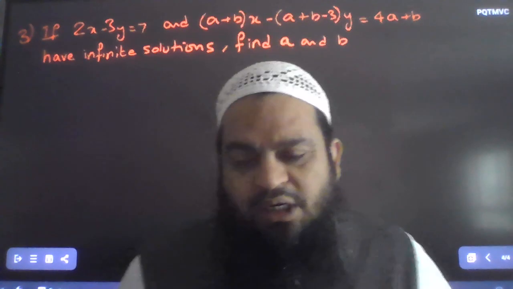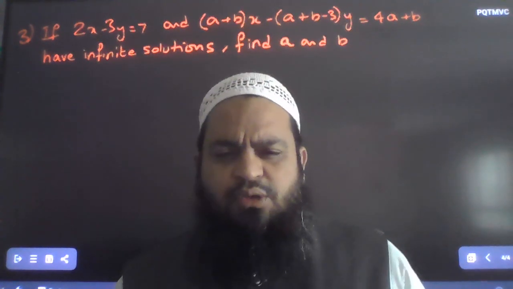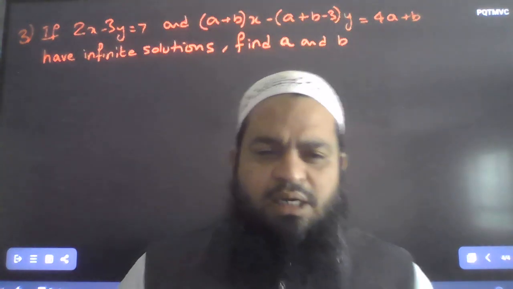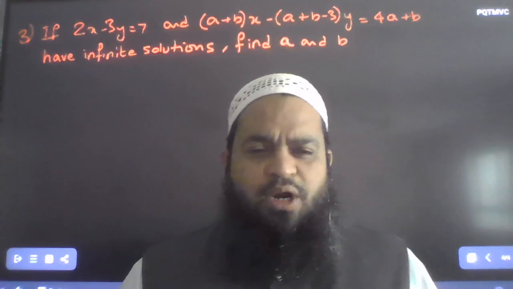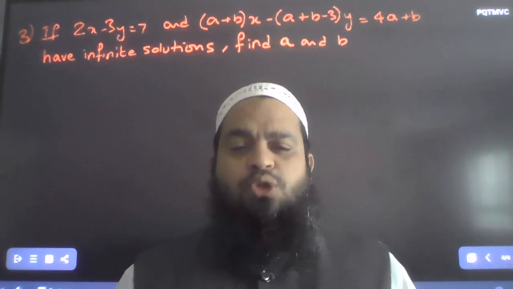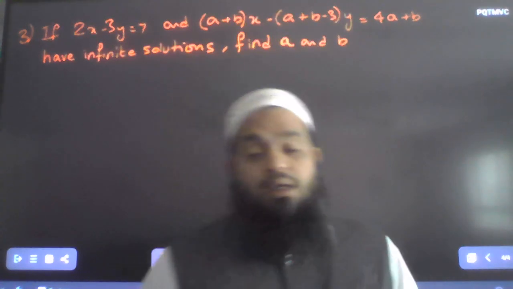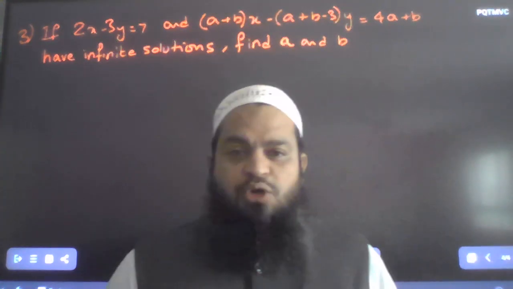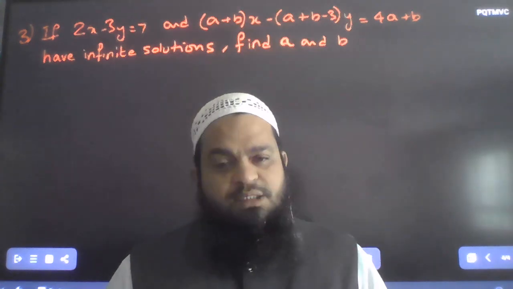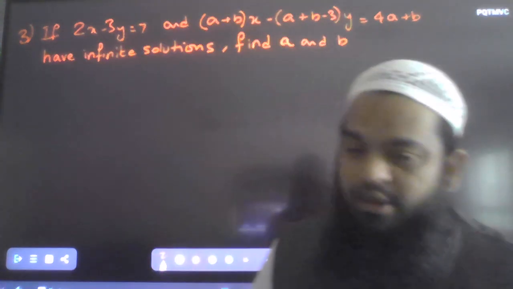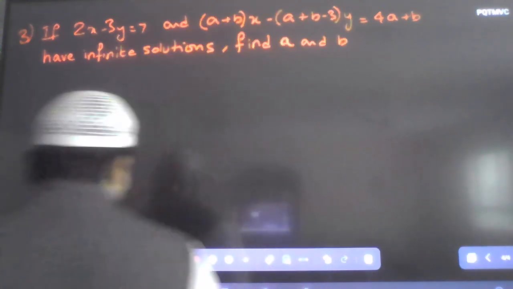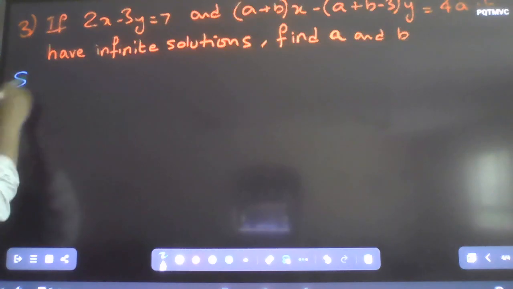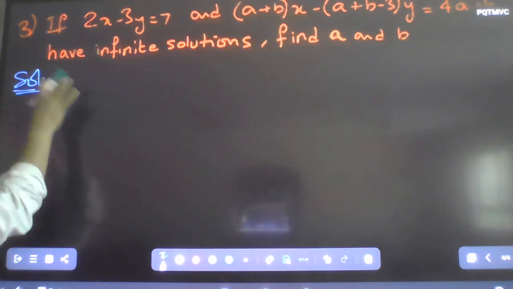Yes, my dear students. The third question is, if 2x minus 3y is equal to 7 and (a plus b) times x minus (a plus b minus 3) times y equals 4a plus b have infinite solutions, find a and b. My dear students, in which chapter do you have the concept of the number of solutions? Yes, you have it in linear equations in two variables, pair of linear equations. Right. So let us start the solution.